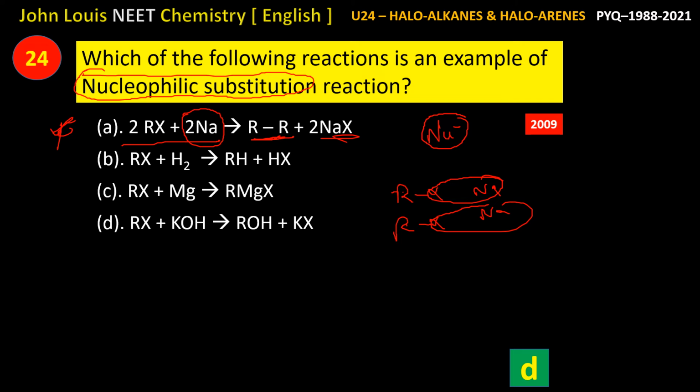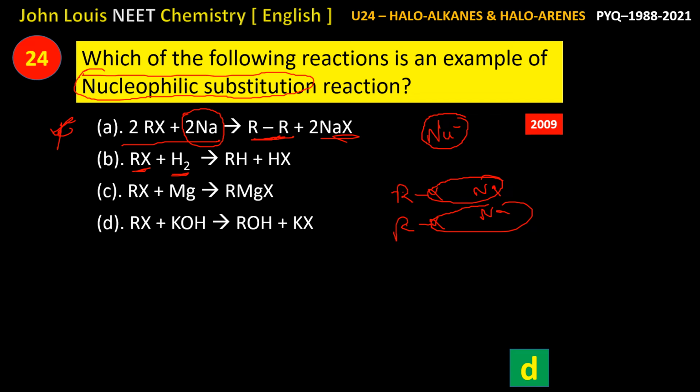Okay, the second one, RX, that is a halogen compound. This is the substrate and hydrogen is the reagent. So this reagent, hydrogen, is not a nucleophile. Therefore, this also cannot be a nucleophilic substitution reaction. So here X is replaced by hydrogen. You may think it is a substitution reaction, but where is the nucleophile?